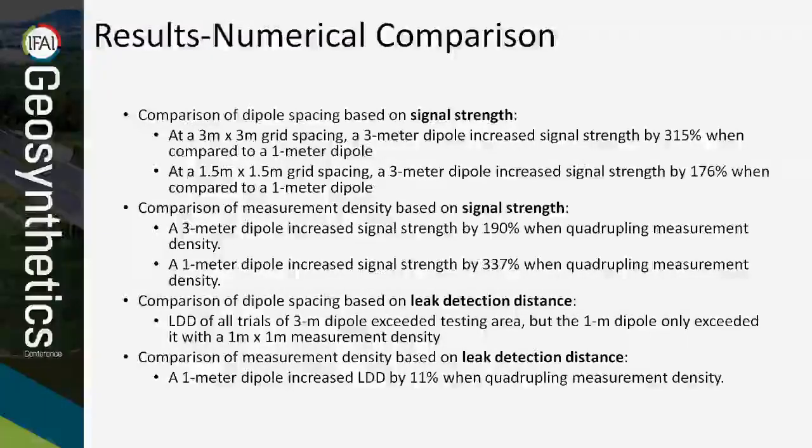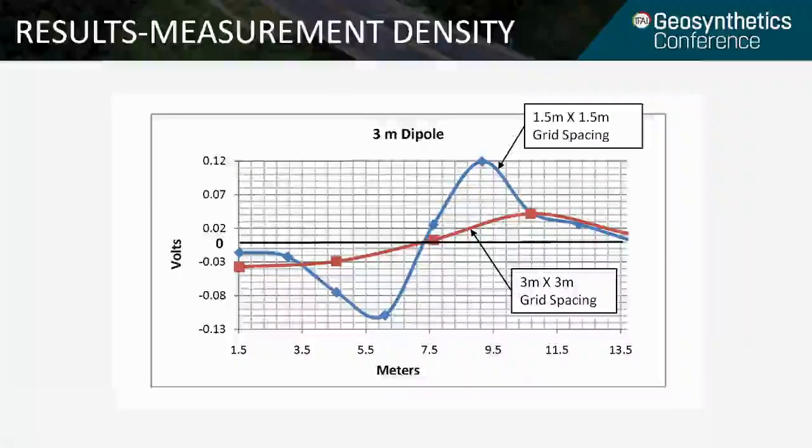So let's look at the 1 meter dipole trials to quantify the increase in sensitivity based on measurement density increased. And that was actually only 11% when quadrupling the measurement density. Let's take a closer look at how an increase in measurement density improves, quote, sensitivity.